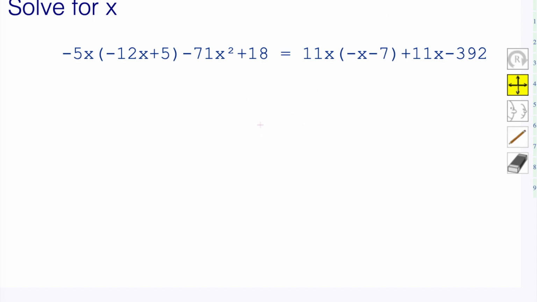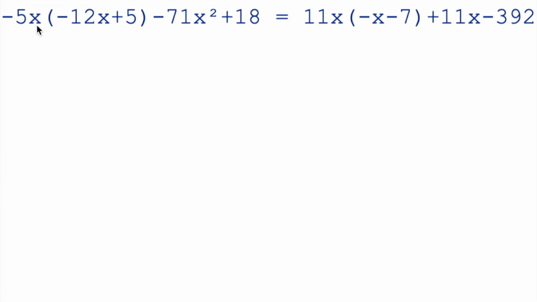Here we are, level 4. We have negative 5 multiplying this bracket with a negative 12x plus 5 in it. The negative 5 is going to distribute. It's going to multiply the negative 12, which is going to give us positive, like a negative times a negative is positive. 5 times 12 is 60. x times x is x squared.